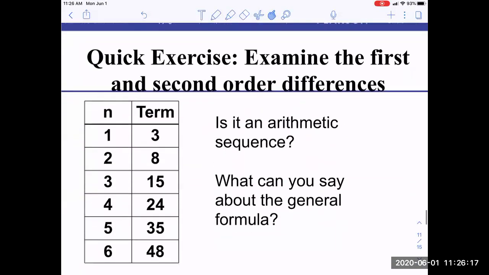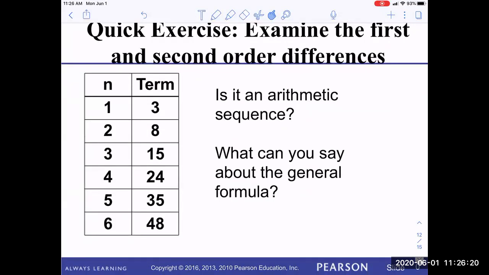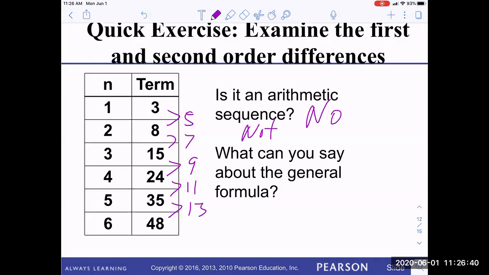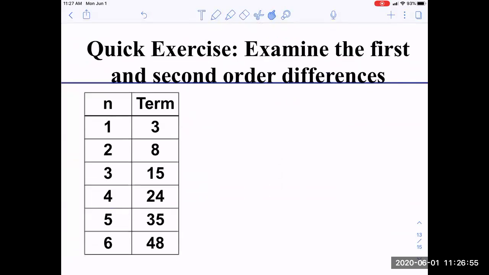Now, I've got a table here, and I'm asking, is it an arithmetic sequence? Well, let me quickly do the first order differences. And the one thing I can say for certain, no, because not constant. There's not a constant growth rate, so I don't have a constant slope. So notice I introduced second order differences. Let's go down and look at those. First order.